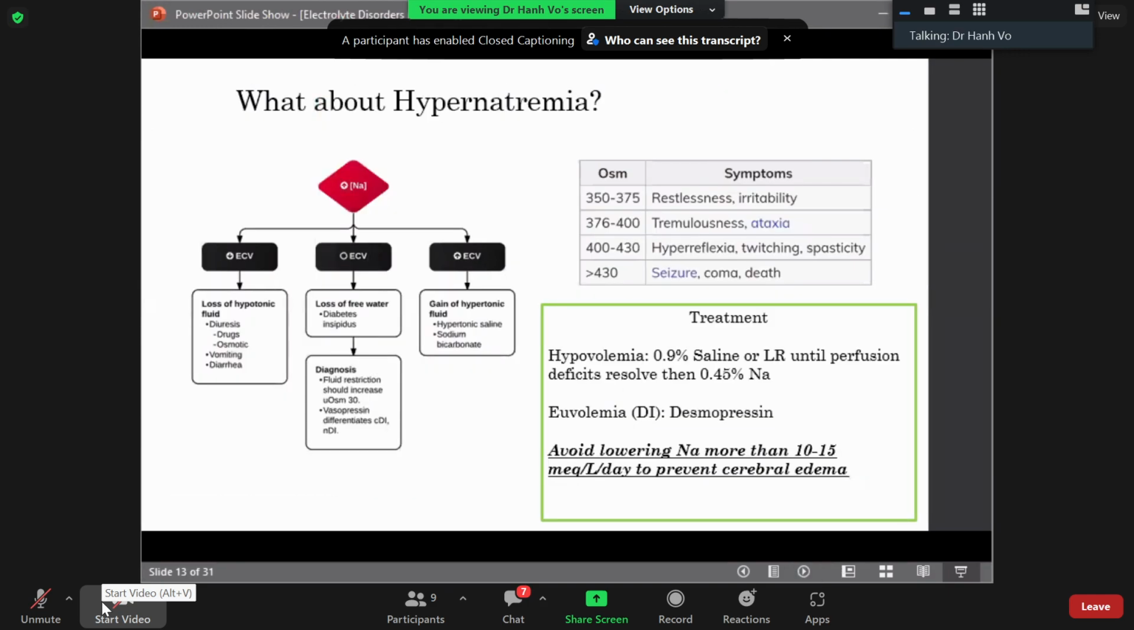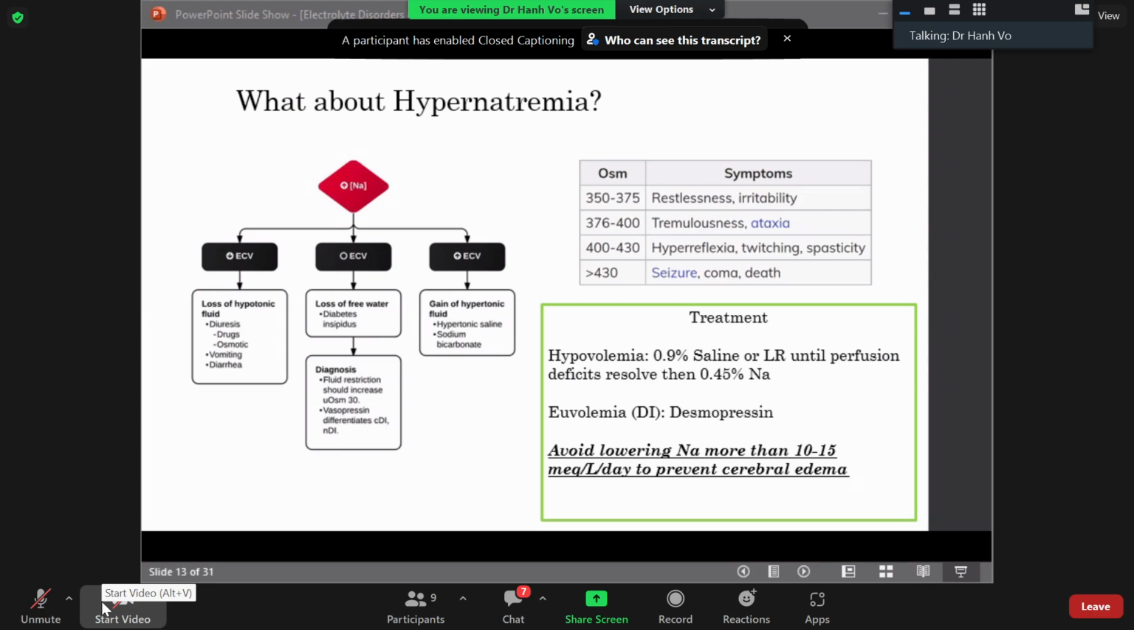So what about hypernatremia? With hypernatremia, there is a higher than normal concentration of sodium in the blood, about 145 milliequivalents per liter. Sodium is the major determinant of serum osmolality, so it also leads to high blood osmolality, usually over 200 milliosmoles per kilogram.